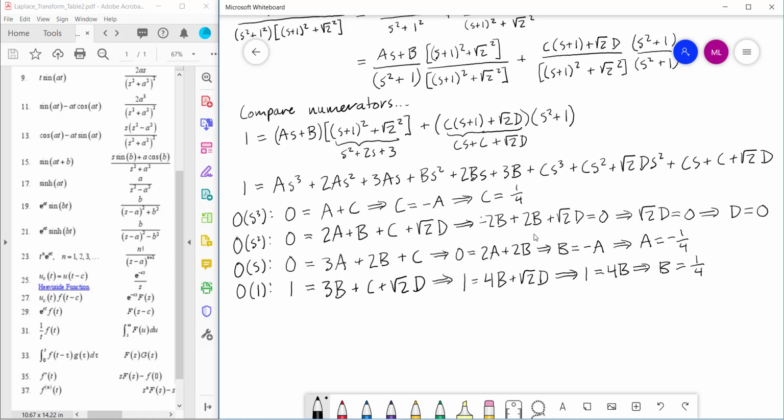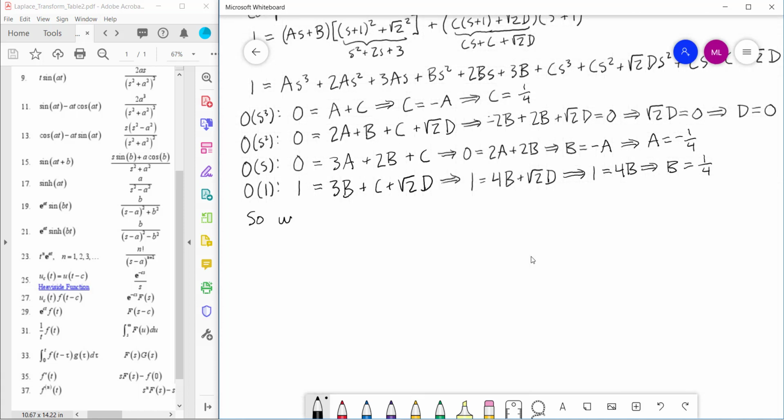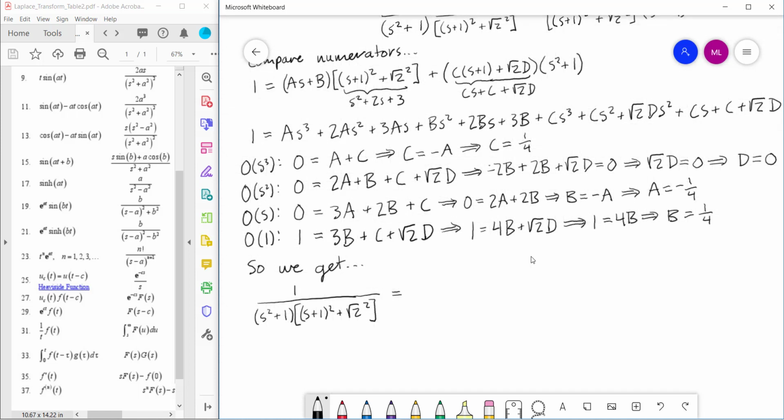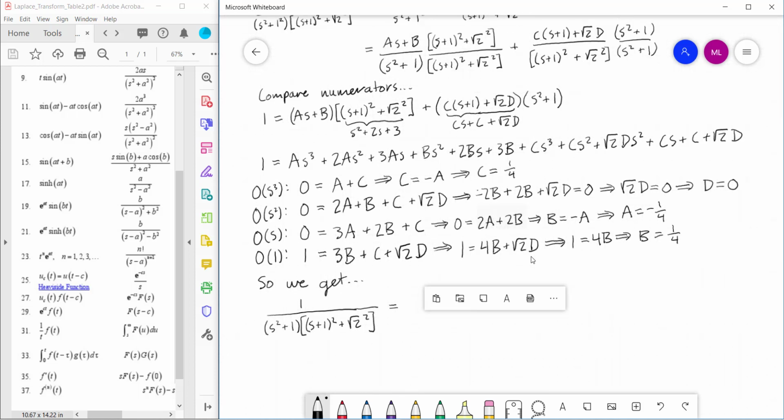And if you do that, just going back and forth through it, it may take a while, but you'll get there eventually. So after all of that, we get that the expression we're trying to rewrite, 1 over s squared plus 1, I hope I've got this memorized correctly, s plus 1 squared plus root 2 squared term, that whole mess can now be rewritten as, look at it all on the screen at once.